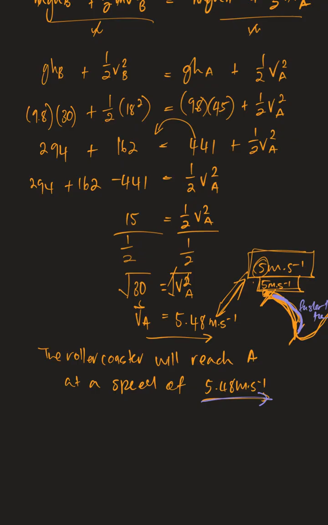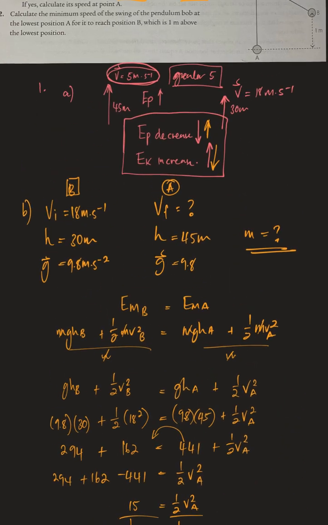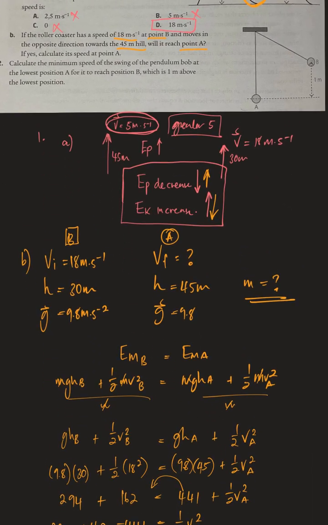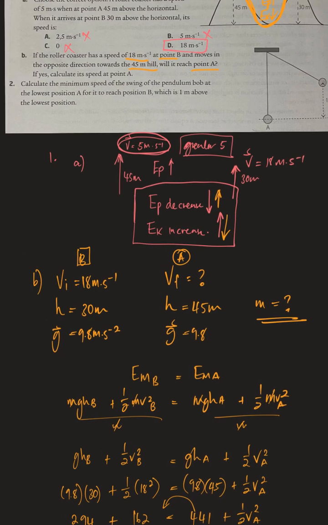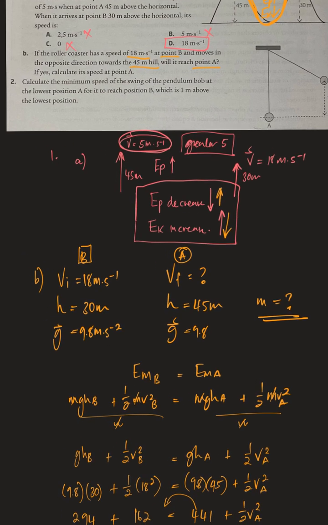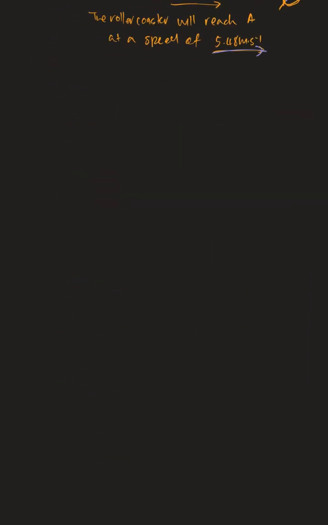Right? Let's look at the next question. The next question is the pendulum. Okay. It says here, calculate the minimum speed of the swing of the pendulum bob at the lowest position A for it to reach position B, which is 1 meter above the lowest position. Right, so they want that. So they want the initial. So let's have a look at that. I'm just going to add the question here to this part of the paper. All right, let's start sorting out our information for something like this.